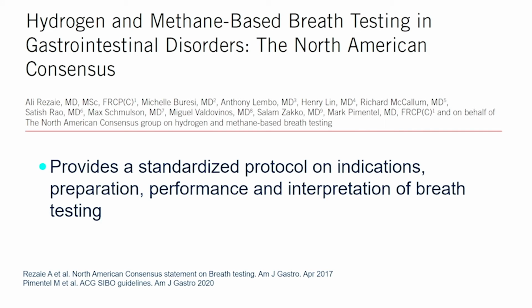This is just the reference that we use, which was actually, the first author was the first speaker of today, Dr. Azai, and Dr. Pimentel is there as well. And this is what we use to interpret the BET tests.